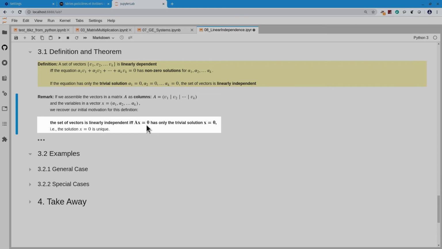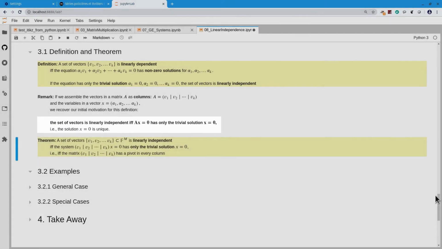And so the definition above says that the columns of A are linearly independent if and only if Ax equals 0 has only the trivial solution x equals 0. That is, the unique solution x equals 0. The moment I have a non-zero solution for Ax equals 0, the vectors are dependent.